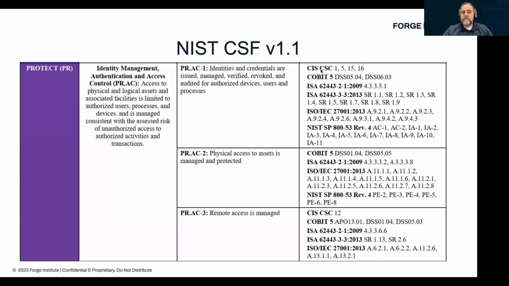So CIS-CSC, Center for Internet Security, Critical Security Controls. This references the next document that we'll look at here. And then some other ones, COBIT, ISA, ISO 27001. Remember, we referenced that earlier. But then at the bottom here, NIST Special Publication 800-53. This is pretty much the granddaddy of all control frameworks, and this is what the executive branch of the federal government enforces upon itself. The NIST Cybersecurity Framework can be viewed as being directly derived from NIST Special Publication 800-53.